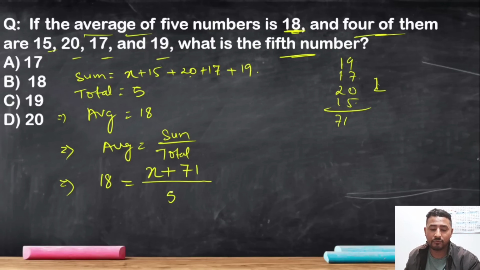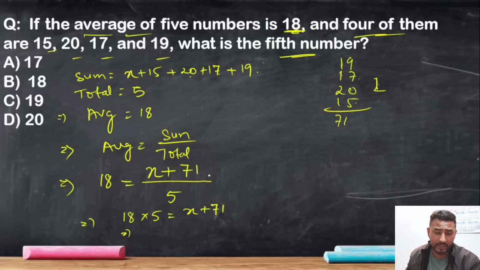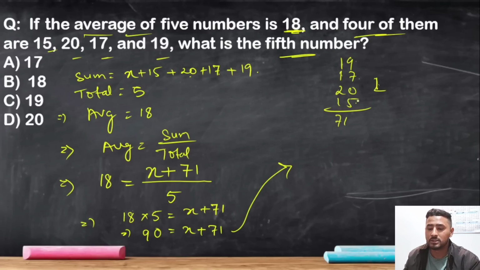Now total is how much? 5, okay? So let us do it now. Cross multiply again. It's the same as the last question. 18 into 5 equal to x plus 71. Now let us do 18 into 5. 5 into 8 is 40. Carry 4, 5, 1, 5, 9, so 90 equal to x plus 71. Let me do it here, okay?